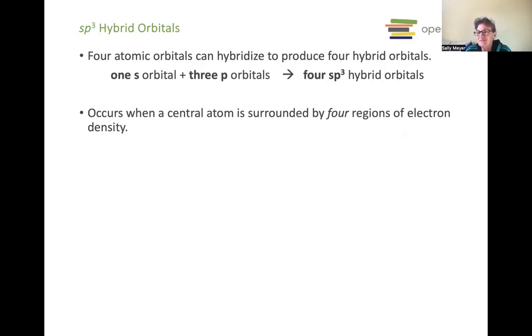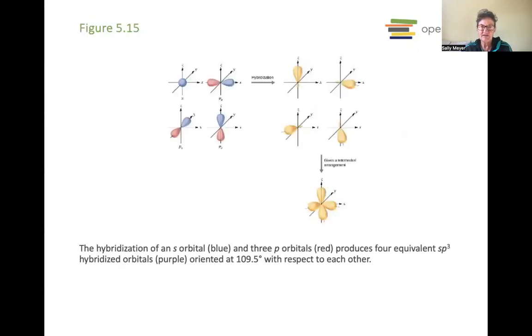So the 3 doesn't mean you have 3 electrons in there. It means you have orbitals that are now 1 part s and 3 parts p when you think about them mathematically. So it occurs when a central atom is surrounded by 4 regions of electron density. So this is showing you again on the left what you add together. You end up with 4 yellow orbitals, which are all 109.5 degrees apart.